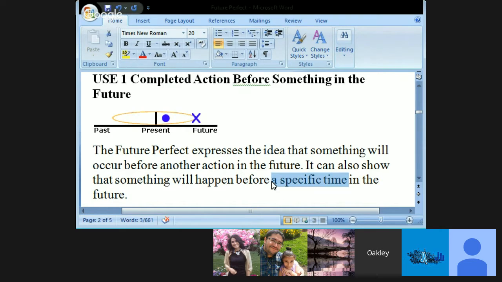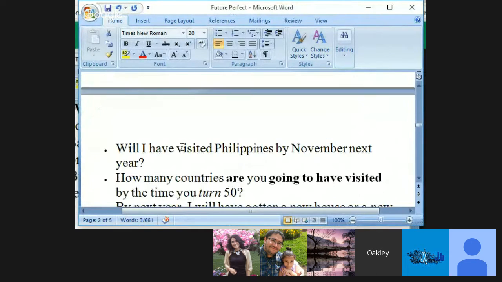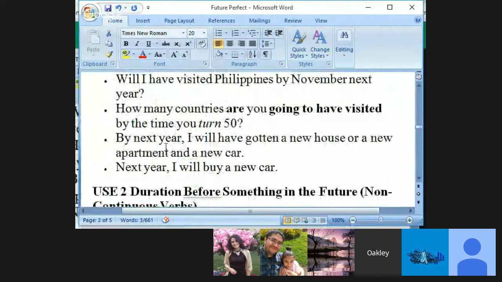a specific time. Let's talk about that. By next year means by January 1st, 2016. That's very specific, but next year is the whole year. If you wanted to use a specific time, you would use "by." By 2020 actually means literally by January 1st, 2020.